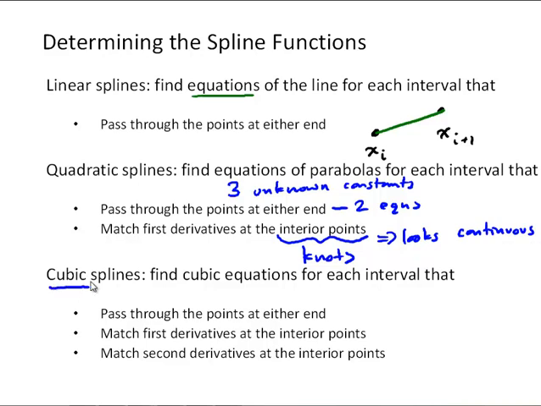Then for a cubic spline, we're going to find cubic equations for each interval. Those cubic equations will have 4 unknown constants. To get equations for those constants, we get 2 equations by making sure the cubic passes through the points at either side of the interval. We get 1 more equation by matching the first derivatives at the knots, and another equation for matching the second derivatives at the knot. So this gives us 4 equations for each interval for each of the 4 unknown constants. There's a little twist there, but we'll get to that in a minute.